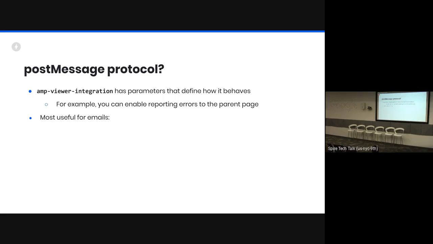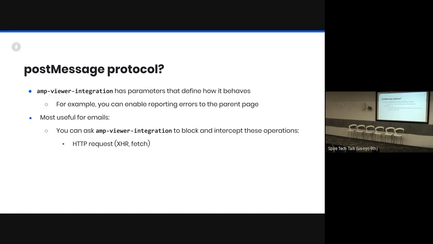However, there's something way more useful that we can do using the AMP viewer that's relevant for emails. We can ask the AMP viewer integration component to block and intercept these two operations. First is any HTTP request made using JavaScript, meaning XHR or fetch. Second is any attempt to use AMPMustache. If we enable this, then the AMP viewer will prevent the AMP runtime from running this directly.